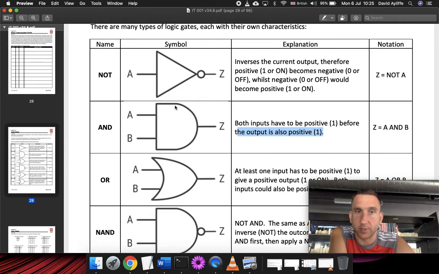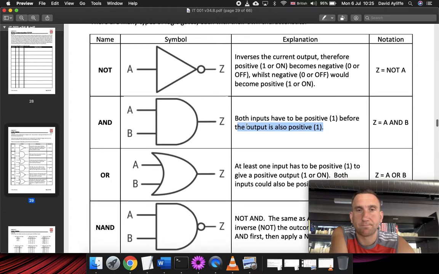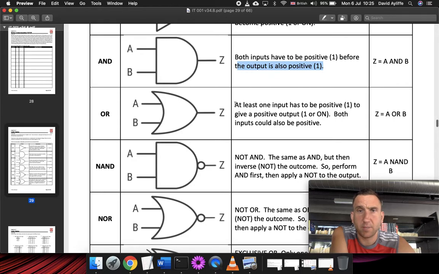So this is the symbol, this kind of curved symbol. So we have an OR gate. At least one input has to be positive to give a positive output. Both inputs could also be positive. So if we put 1 and 0, because one of these is positive, we get 1 as the output. If we put 0 and 0, we get 0 as output, okay? And 0 and 0 is the only time we get negative or 0 output.